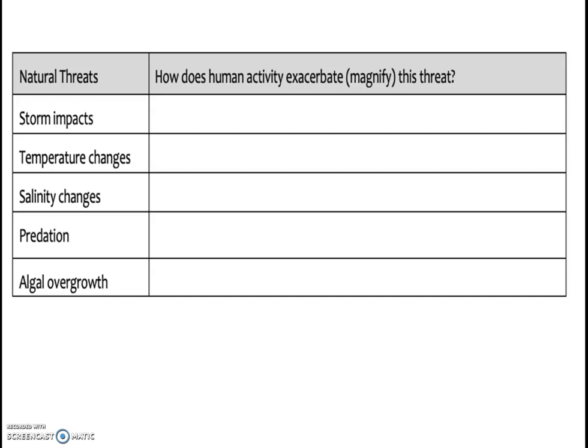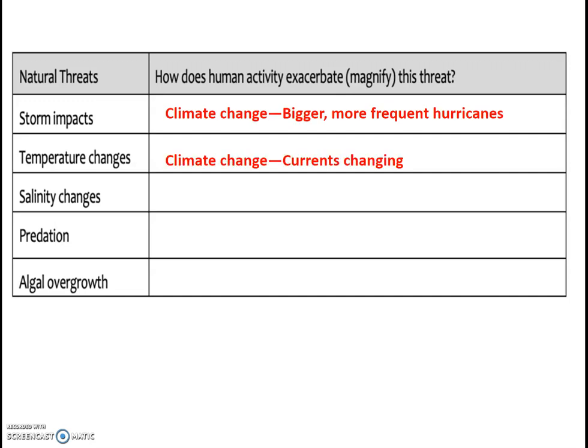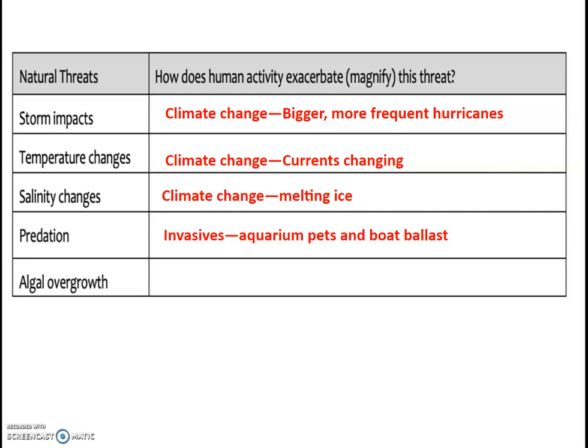How does human activity magnify all these different threats? If we're looking at storm impacts, we can tie that into climate change. We have bigger and more frequent hurricanes. Temperature change is also due to climate change, which is going to change the way the currents are moving. Climate change is going to change salinity, so we'll have melting ice, which will dilute the concentration of the salt water. We'll have predation, so you have invasives, aquarium pets that are being released into areas where they shouldn't be and reproducing, and boat ballasts.